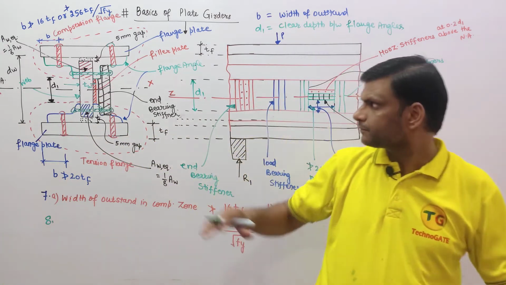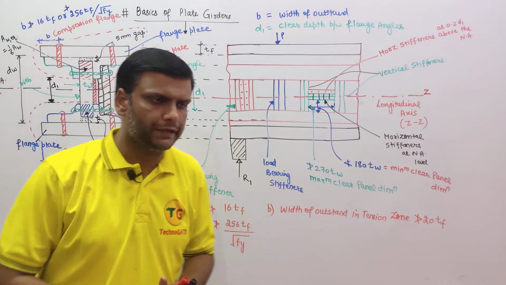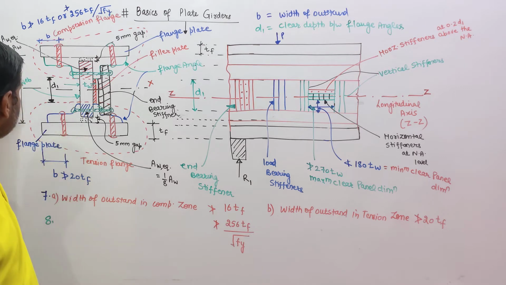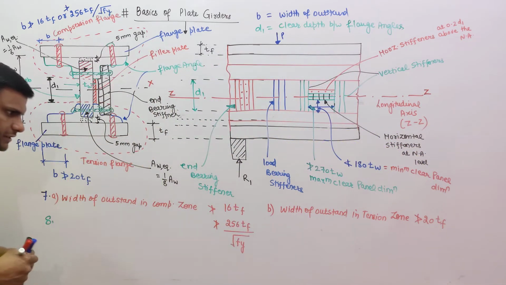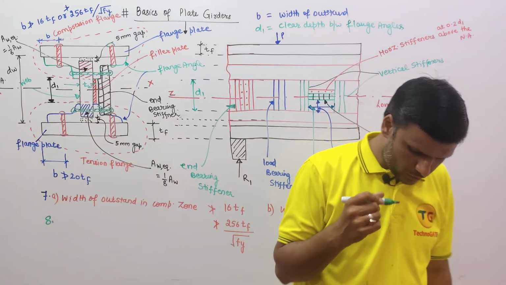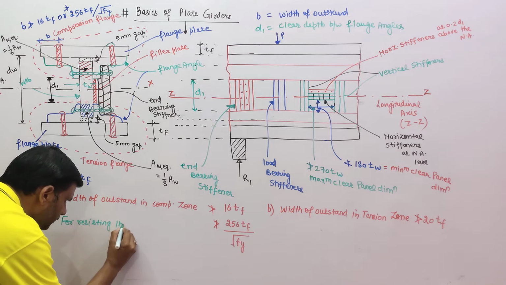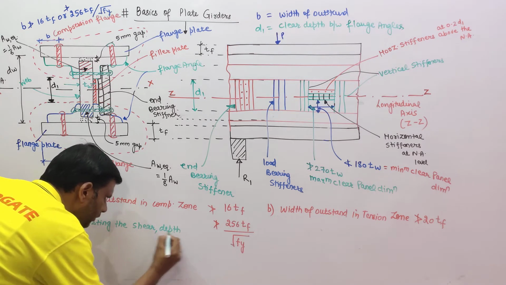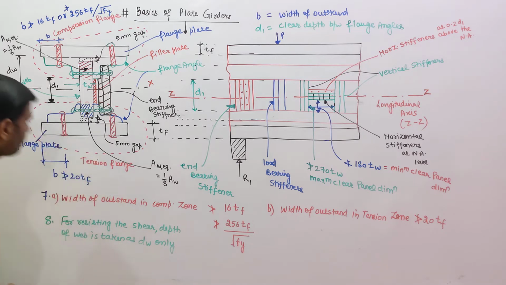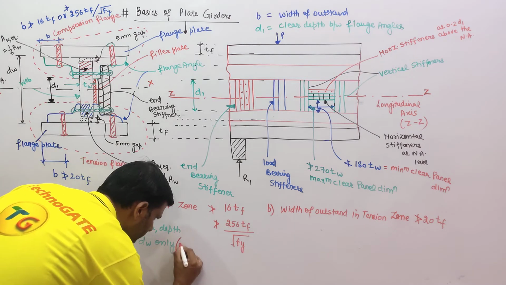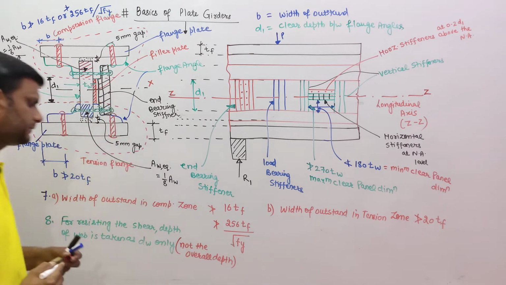Point number 8. For resisting the shear, depth of web is only the depth of web, not the overall depth as in the case of the beams, because here in the web and flange plate there is some gap. That's why only depth of the web is considered, not the overall depth as was in the case of the beams. So for resisting the shear, depth of web is taken as dw only. In bracket I am also writing not the overall depth. Please be careful.